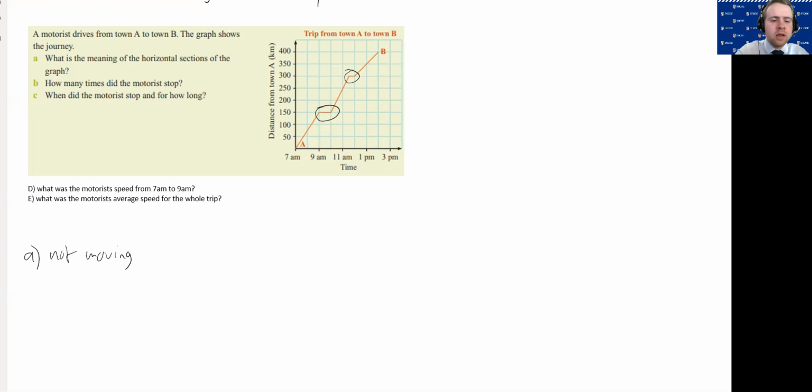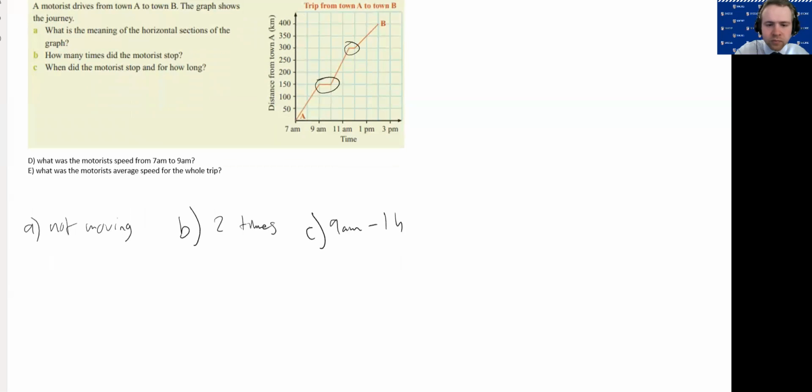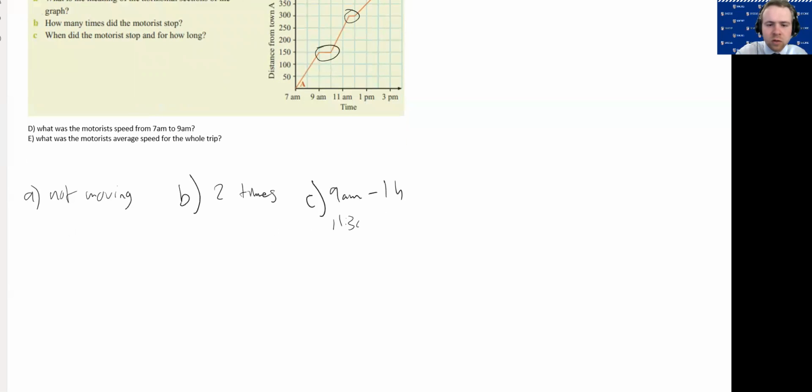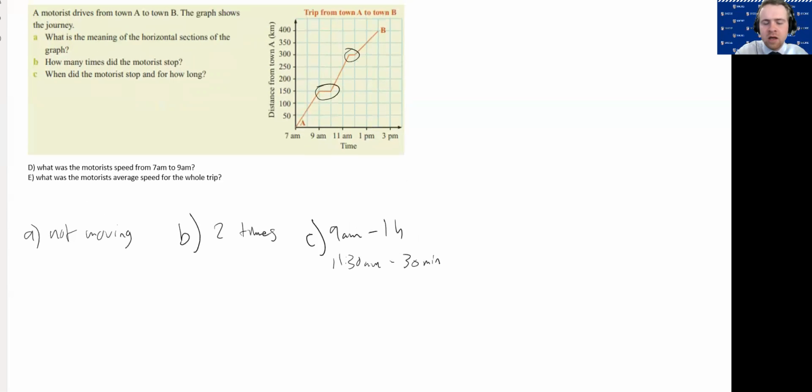How many times did the motorist stop? The motorist stopped 2 times. And then when did the motorist stop and for how long? At 9 a.m. for 1 hour, because he started again at 10 a.m. and then at 11:30 for half an hour. That's that second stop. You can see that's about half an hour from 11:30 to 12.